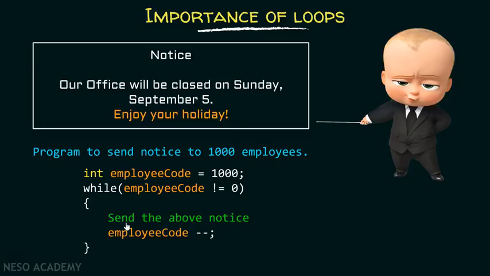Of course, we need to replace this line, send the above notice, with the actual code which will actually send this notice to all the employees in their respective IDs. But here we don't need to bother about this. We just need to understand why loops are so important to us. It's not very difficult to understand the importance of loops. Loops are quite valuable, because we human beings are not very good at repeating the same task again and again, but computers are good at it. And we know we need to repeat the same thing many number of times. Therefore, loops are very much required.